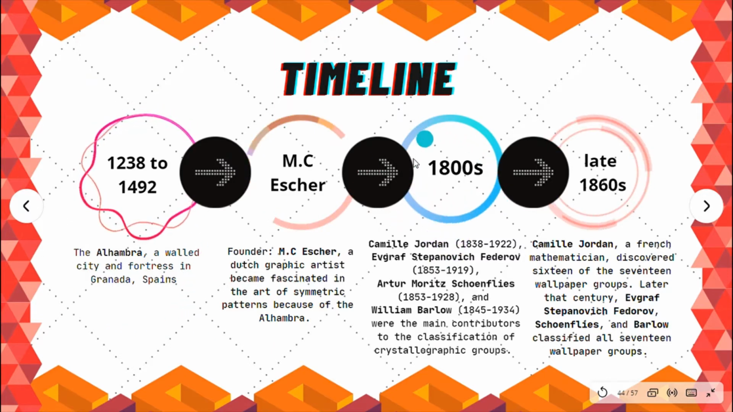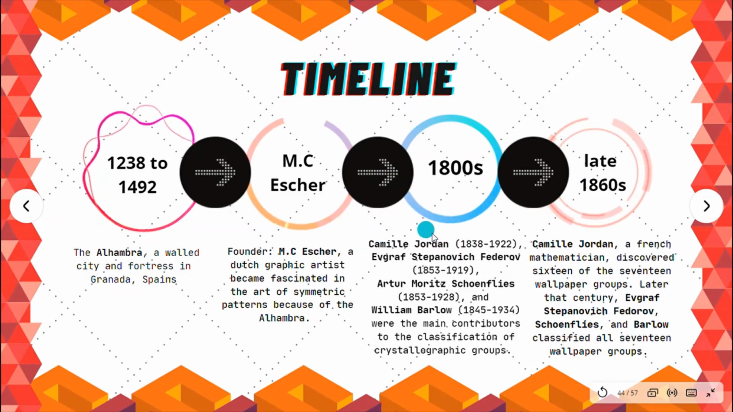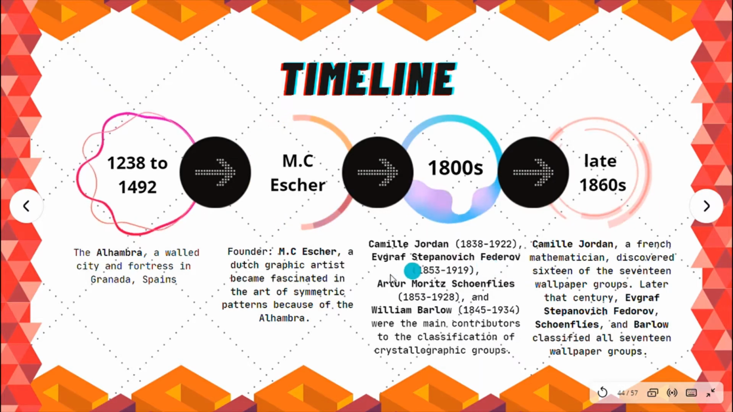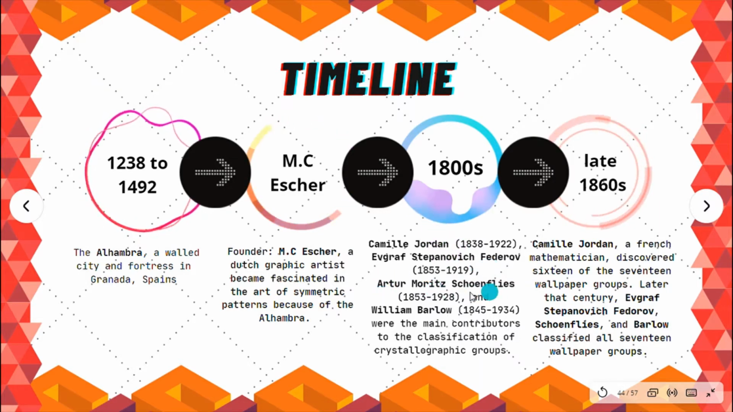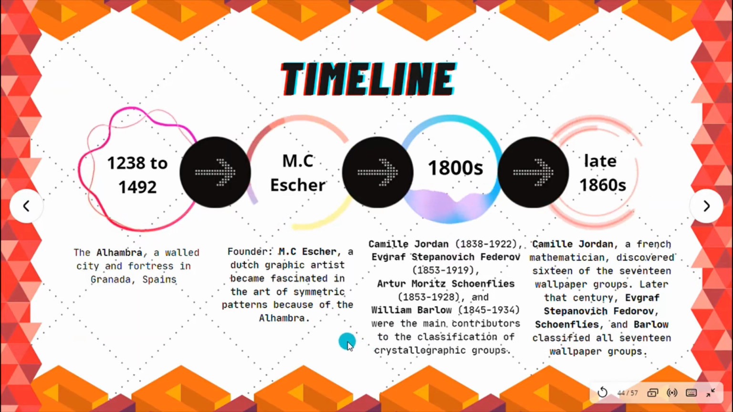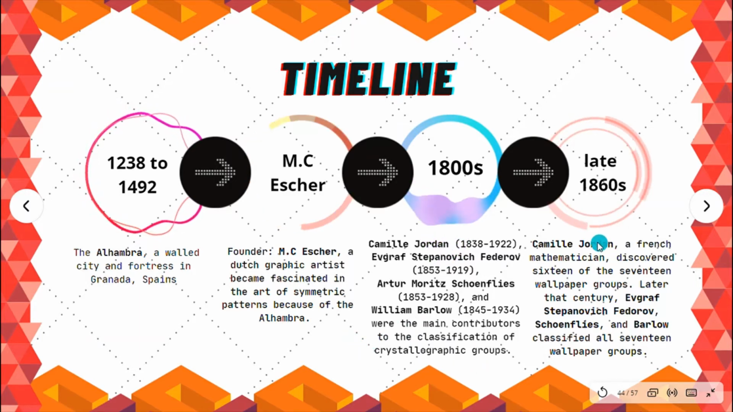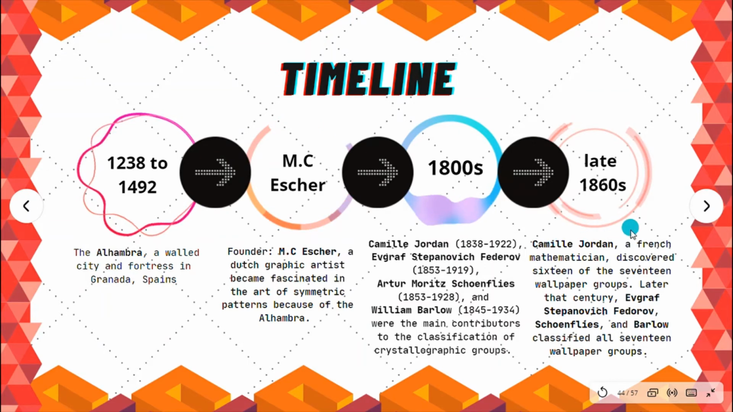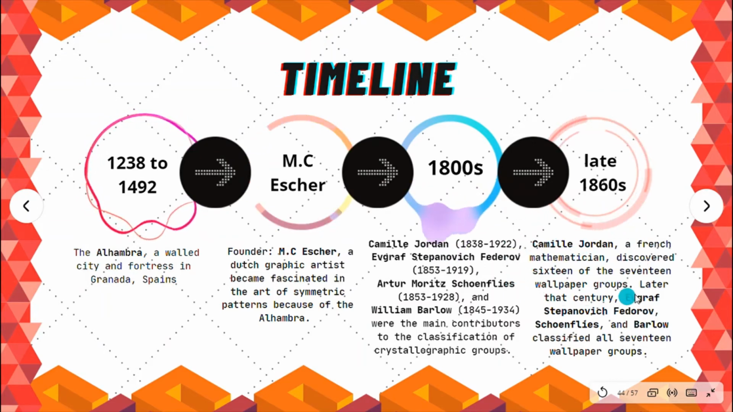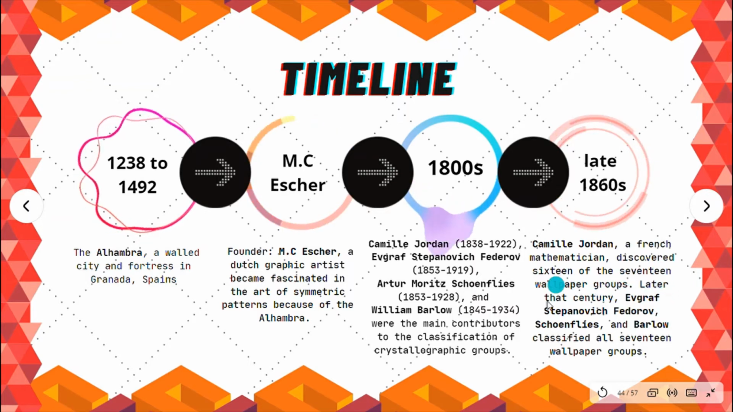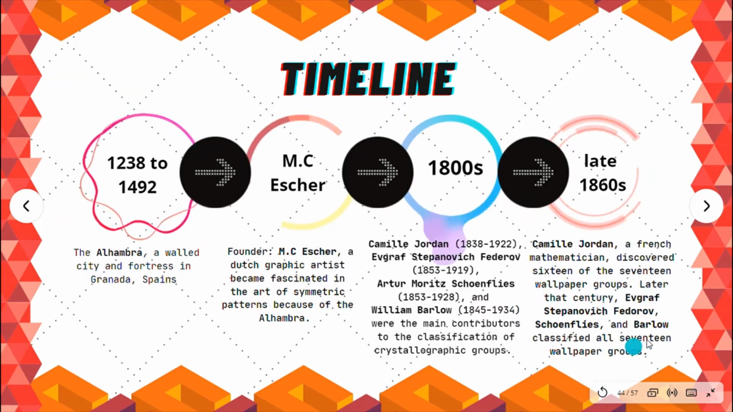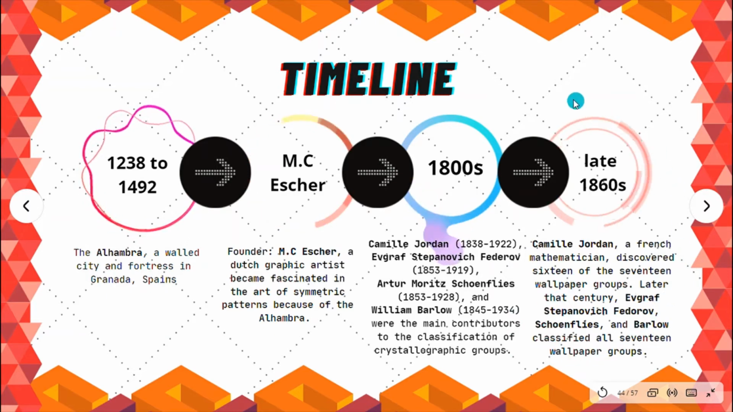In the 18th century, we have Camille Jordan, Evgraf Stefanovic Fedorov, Arthur Morris Schoenflies, and William Barlow as the main contributors to the classification of crystallographic groups. In the late 1860s, Camille Jordan, a French mathematician, discovered 16 of the 17 wallpaper groups. Later that century, the other main contributors classified the 17 wallpaper groups which are present up until this day.